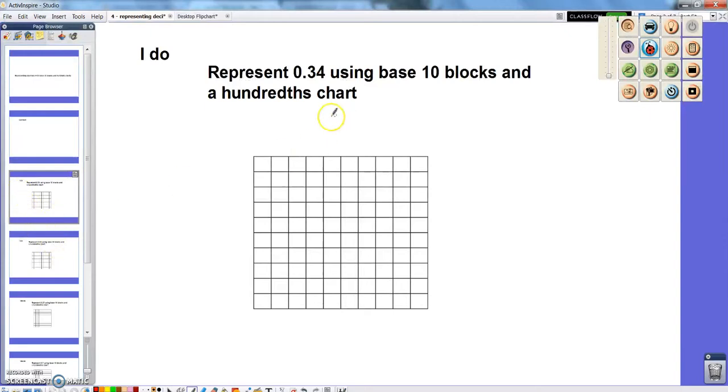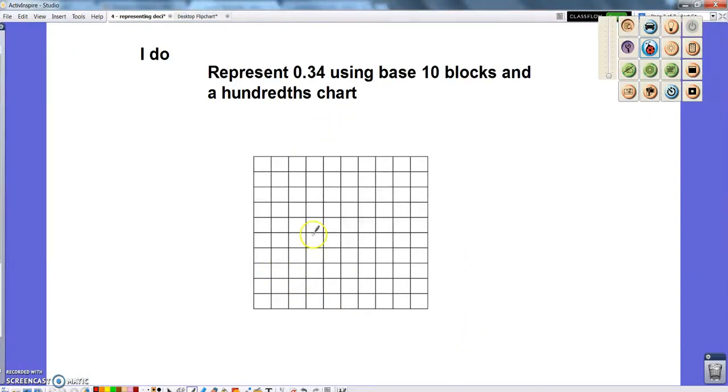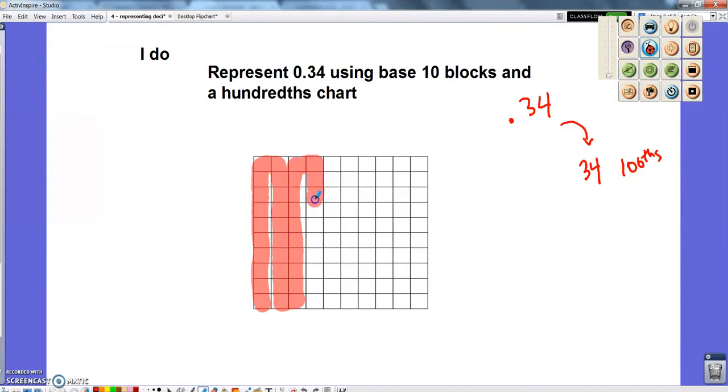Sometimes instead of base 10 blocks, we may ask you to do it with a hundreds chart instead, which is fine. If you do that, same thing. I can do two different things with this number. One thing I can do is just say this is 34/100ths, and I could color in 34 of these. 1, 2, 3, 4, 5, 6, 7, 8, 9, 10, and so on up to 30, 31, 32, 33, 34. So if I want to just count every single block, I can just read it as 34/100ths and shade in 34 out of the 100 pieces. No problem, because that's the same as 34/100ths.